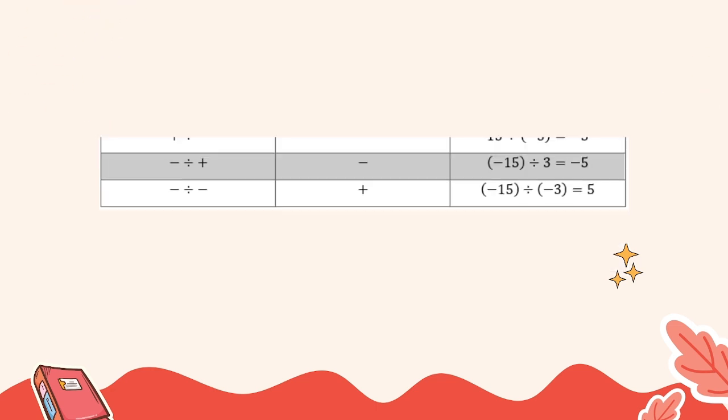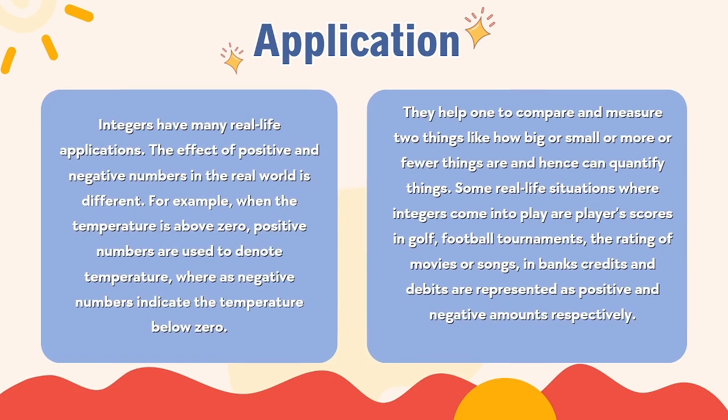Next. Application of integers in real life. Integers have many real life applications. The effect of positive and negative numbers in the real world is different. For example, when the temperature is above zero, positive numbers are used to denote temperature, whereas negative numbers indicate temperature below zero. They help one to compare and measure things like how big or small or more or fewer things are, and hence can quantify things.